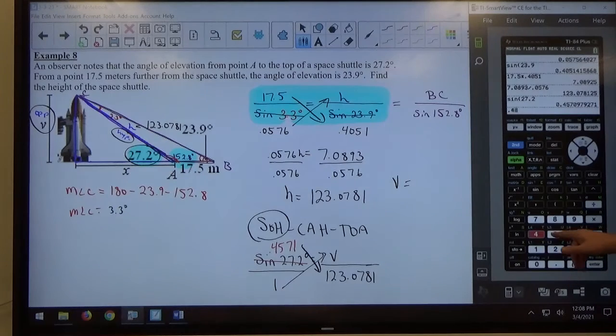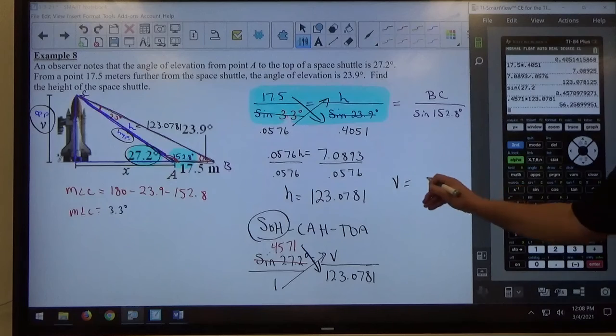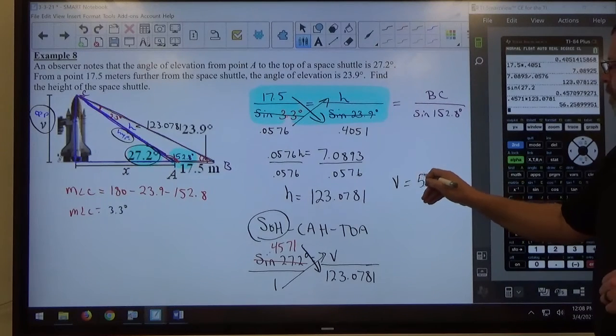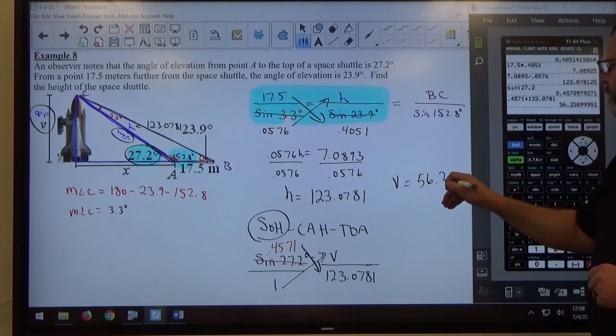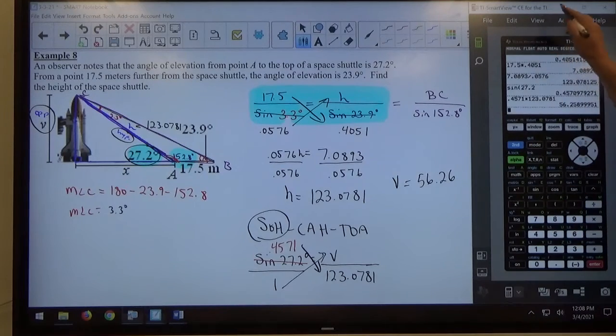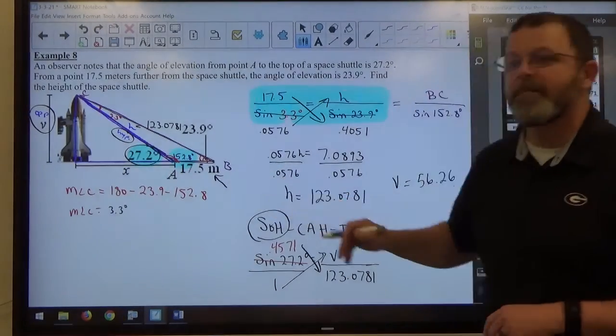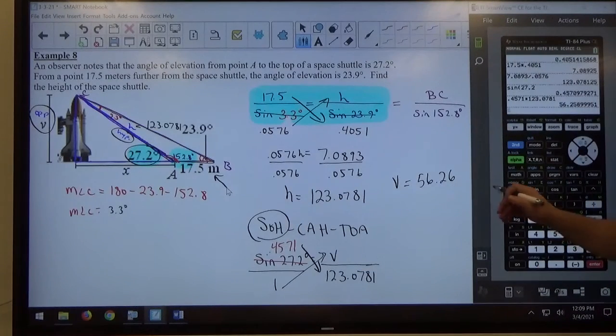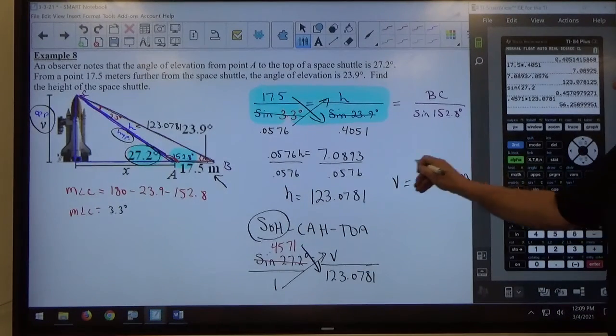So 0.4571 times 123.0781 equals 56.26. I'm going 2 decimal places, my final answer, 56.26. And the unit of length on this is going to be the unit of length given in the problem. So 17.5 meters is the number we used. That's 56.26 meters is going to be the height of the space shuttle.